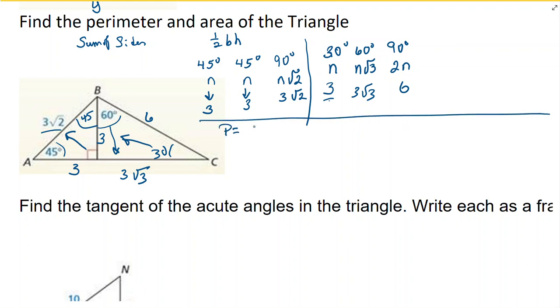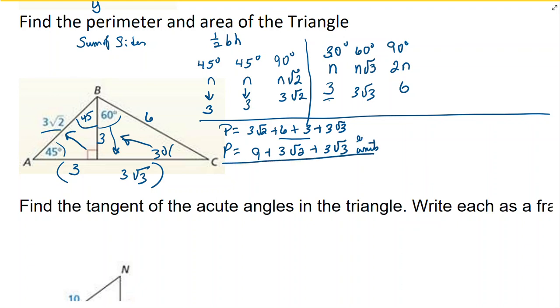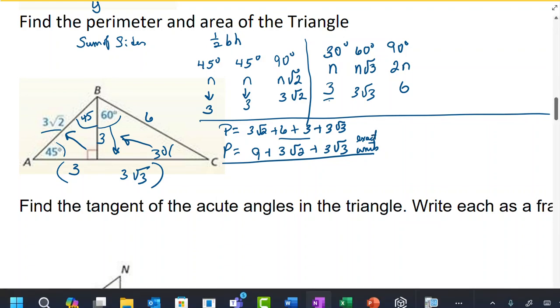Perimeter is going to be the 3 square roots of 2 plus the 6 plus the sum of these two numbers, 3 plus 3 square roots of 3. So my perimeter is going to be 6 and 3 is 9, plus 3 square roots of 2 plus 3 square roots of 3, and this is in units. Now, this is exact, but we really just need a more or less.